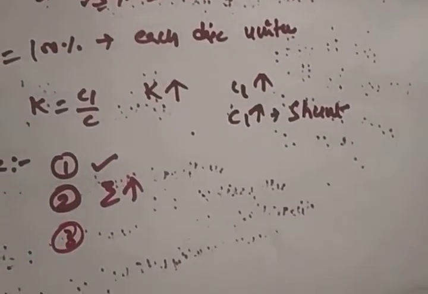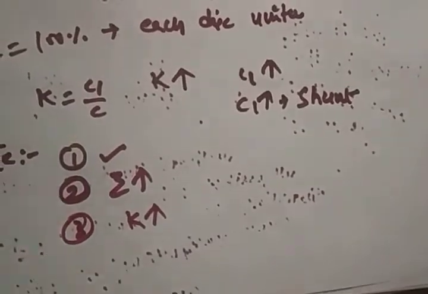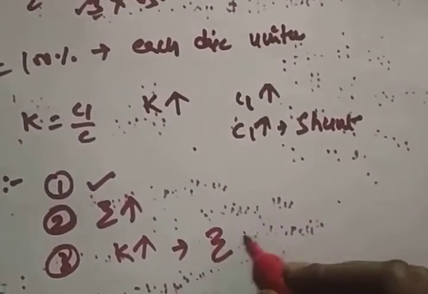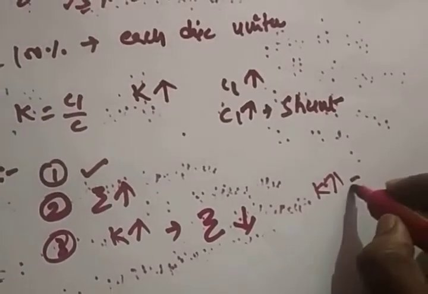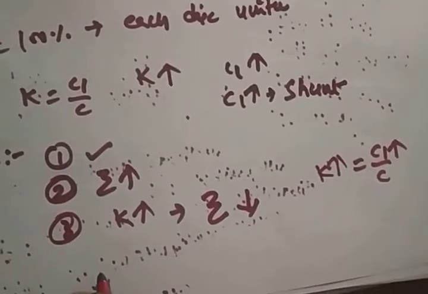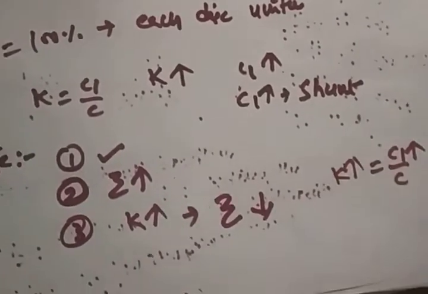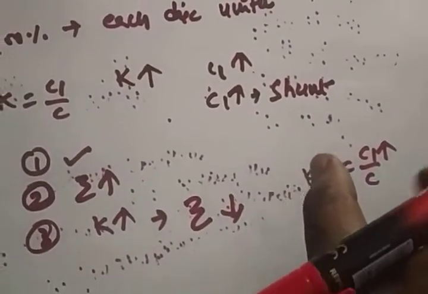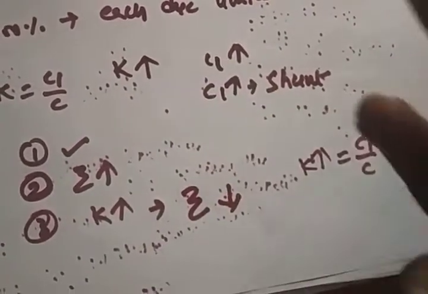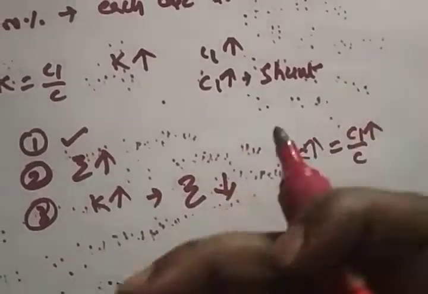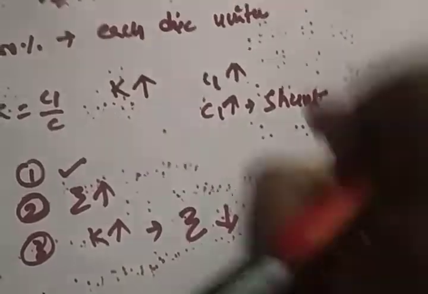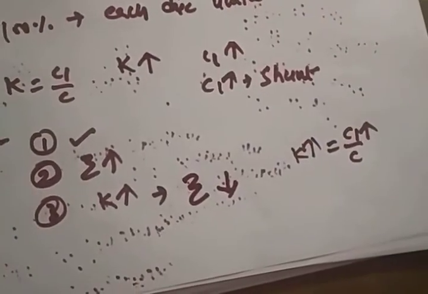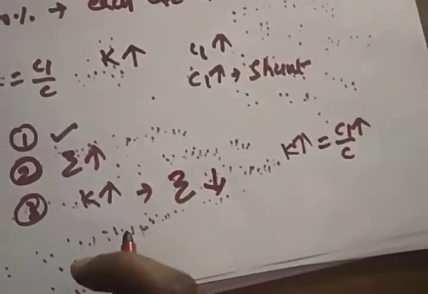And the third one is, if the K value increases, what about the string efficiency? The string efficiency reduces. Why? Because K is equal to C1 by C, so if the C1 value increases, and C1 is nothing but your shunt capacitance, then definitely the uniformness is disturbed. We are not getting uniform voltages. The main cause of non-uniform voltages is the shunt capacitance. If K increases, shunt capacitance increases, you won't get uniformness, which means the string efficiency is reducing.